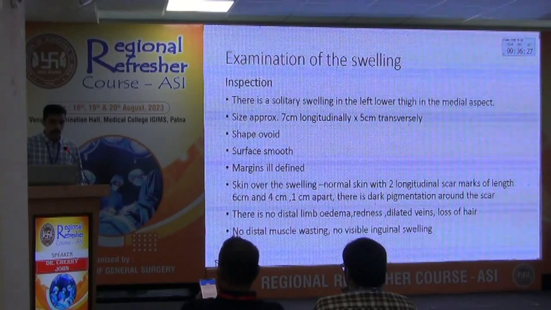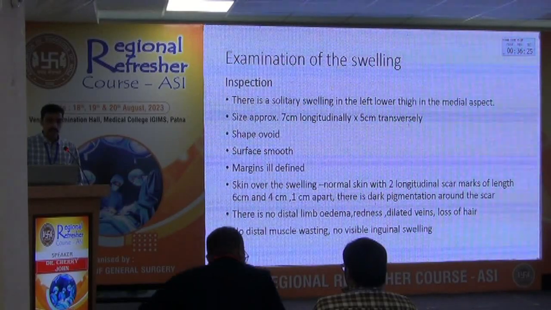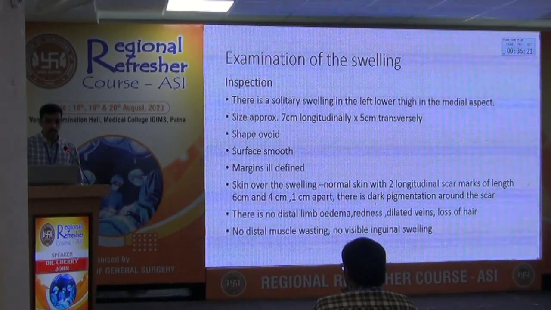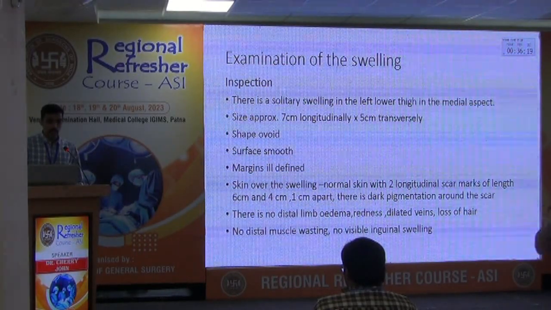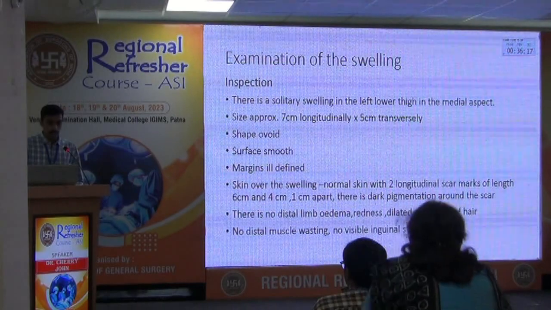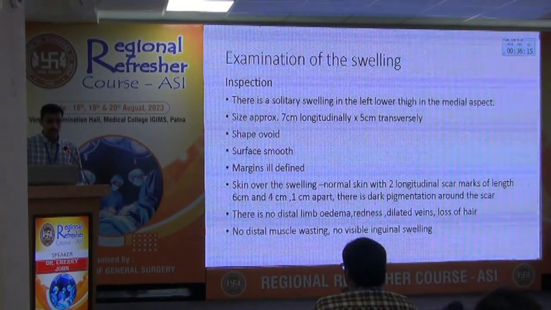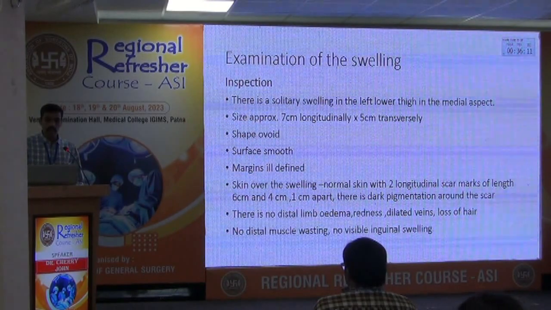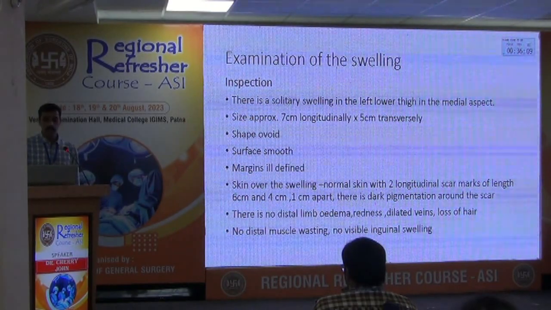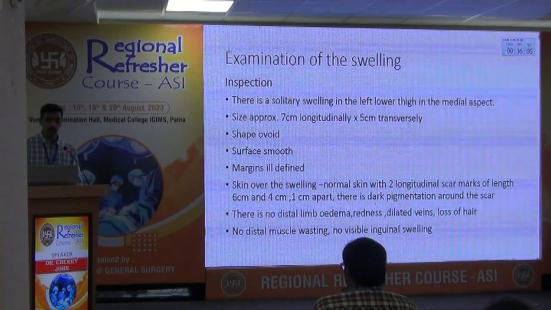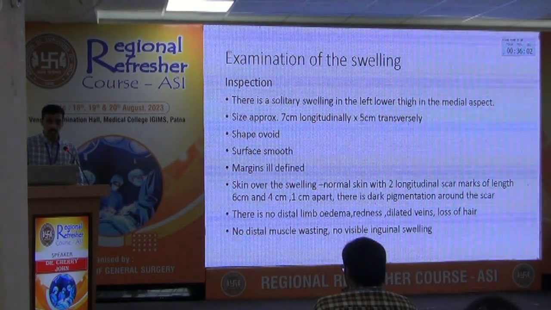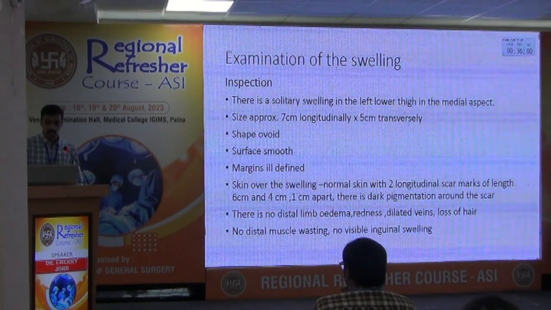Examination of the swelling. There is a solitary swelling in the left lower thigh in the medial aspect of approximately 7 by 5 cm size with ovoid shape and the surface is smooth. It has ill-defined margins. The skin over the swelling is normal and the skin has two longitudinal scar marks of length 6 cm and 4 cm, which is 1 cm apart, and there is dark pigmentation around the scar.